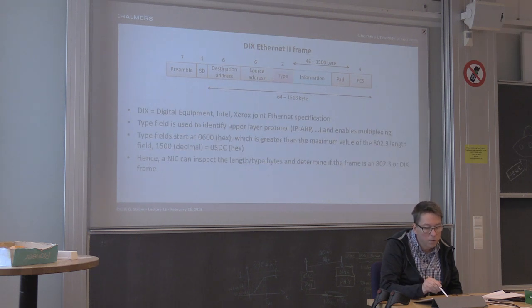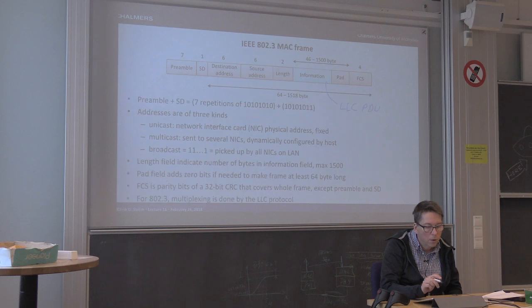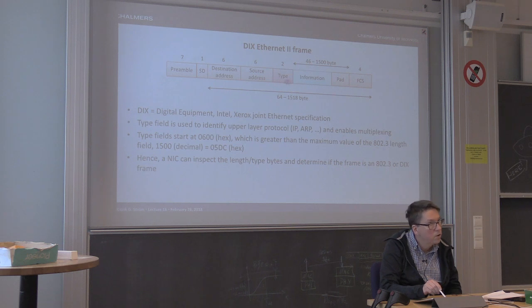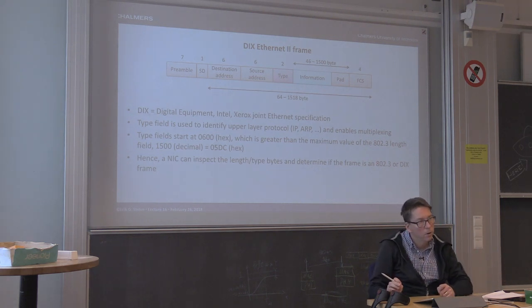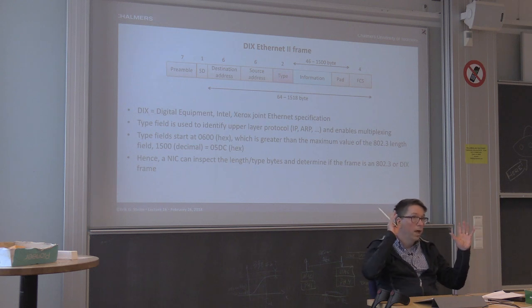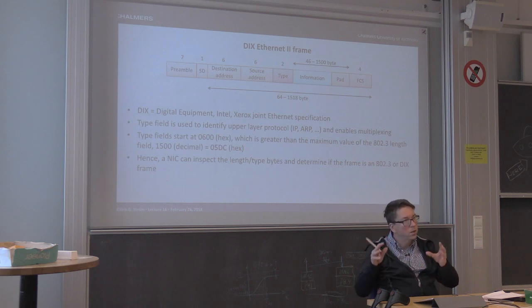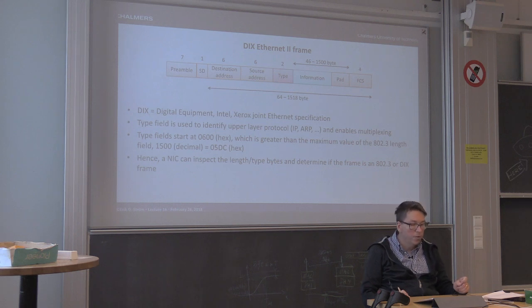If whatever 2 bytes we have here in the frame is less than 1500, we know it's a length field. If it's above 1500, we know it's a type field. Okay, so the receiver can distinguish between an 802.3 frame and a DIX2 frame. Okay. Was that reasonably clear? Right. So on an Ethernet, we can have both 802.3 frames and DIX frames at the same time. And the receiver can figure out which type of frame it is.